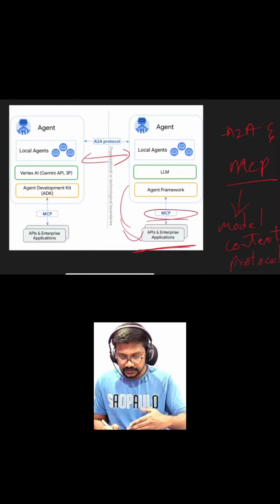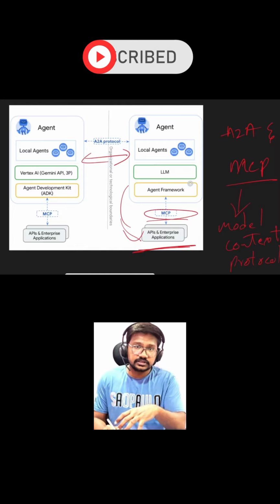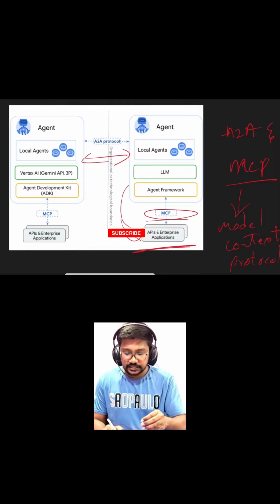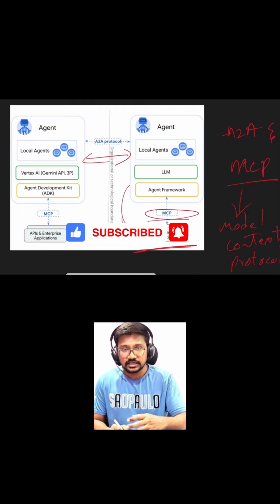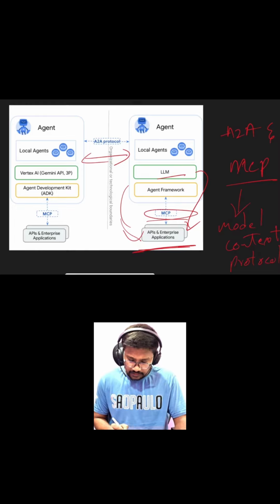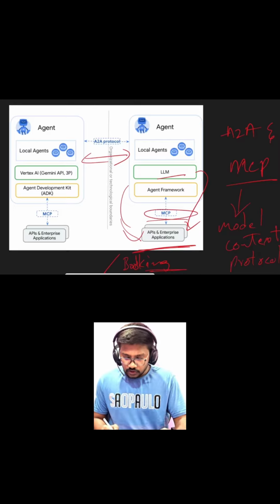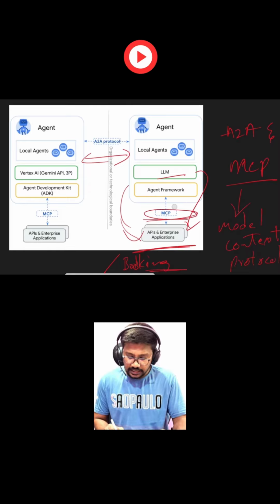MCP forms a layer between this agent and the enterprise APIs, so that when a user says to the LLM, book a flight for this particular date, and gives this statement in English, the LLM tries to contact the booking API. It can contact this booking API to book a flight. So that's what MCP does.